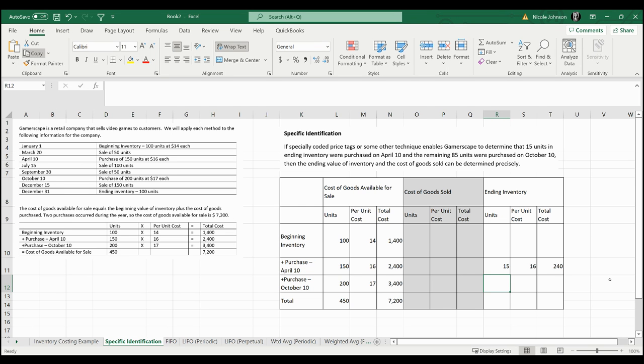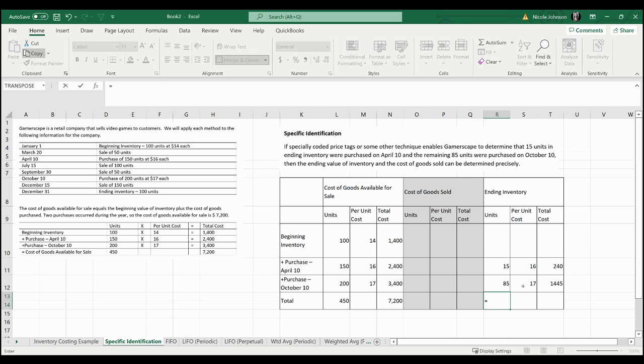The remaining 85 units in the ending inventory were purchased on October 10th. So we have 85 of those that we purchased at 17 a piece. This is going to be 85 units times 17 a piece. So we have $1,445 in total cost from the October 10th purchase that's in that ending inventory.